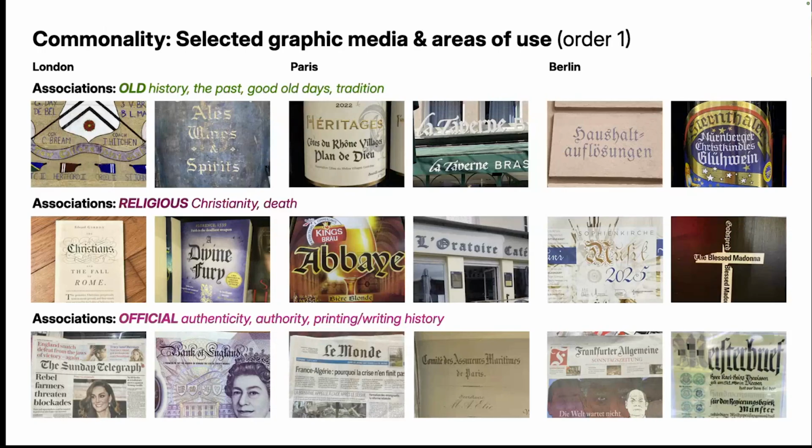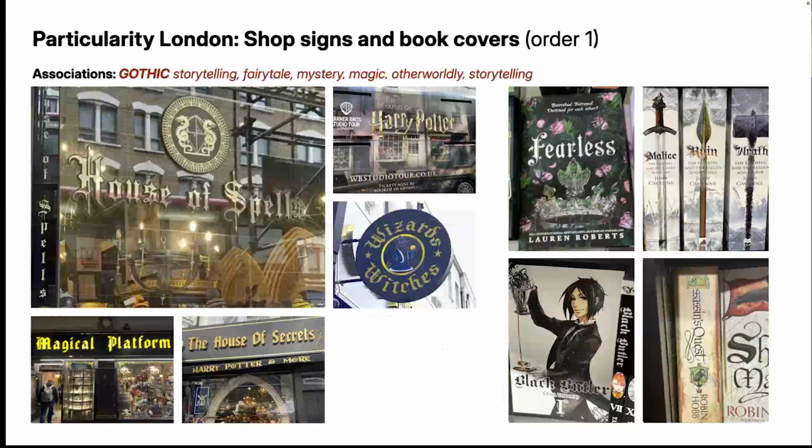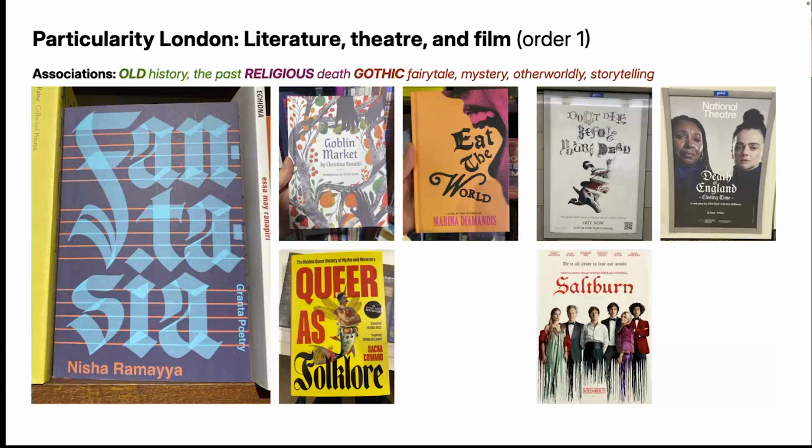Something, sort of an association you find a commonality you find everywhere is food packaging, hospitality signs, some book covers, if it links to religion or old as an association or official documents. A particularity that's very strong in the London context is context that signifies storytelling and fairy tales, mystery, magic, so the whole Harry Potter world and beyond. Again, many bookshops form part of this, and talking about books.